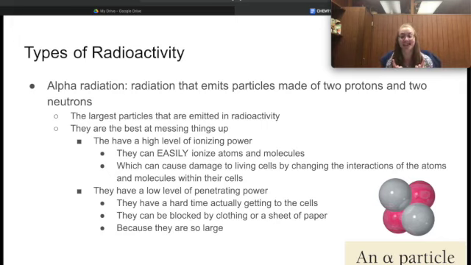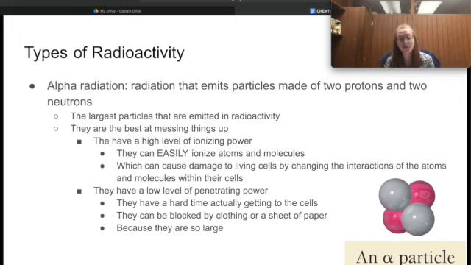The catch is it has a very low level of penetrating power. Because these particles are relatively large in comparison to the other types of radiation we're going to talk about, they actually have a hard time getting to the cells. So it's really easy to block alpha radiation. We always think about all of this lead shielding, all of this concrete, all of this tough stuff. They built the sarcophagus around Chernobyl to contain all of the radiation, right? Well, they're containing some other kinds of radiation by doing that.